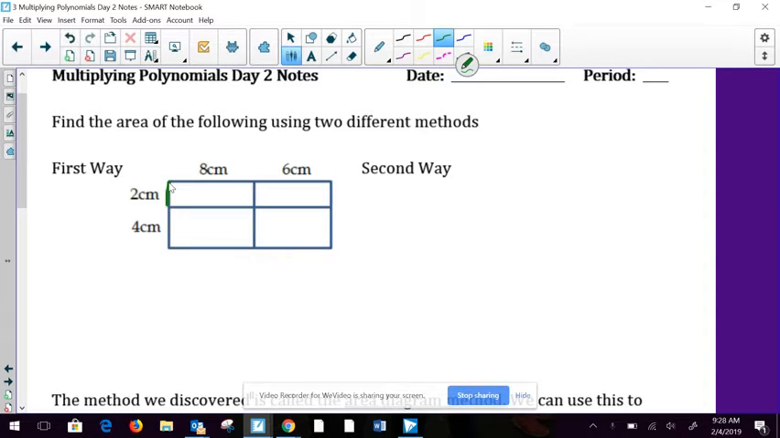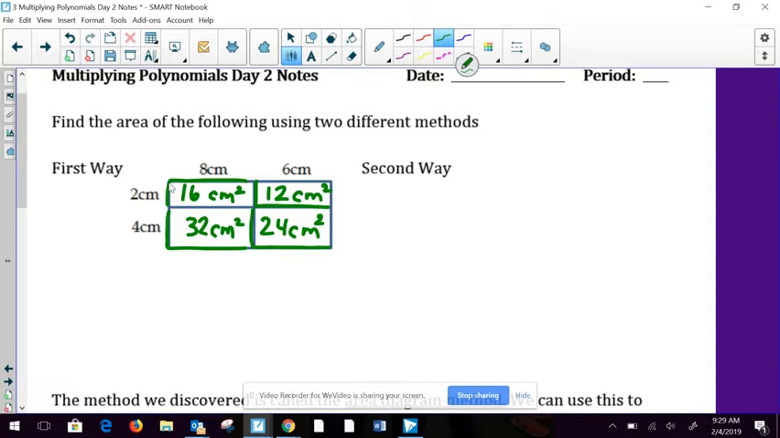So this little piece is 2 times 8, which is 16 centimeters squared. Go to my next box. 2 times 6 is 12 centimeters squared. Then we go to this box down here, 4 times 8 is 32 centimeters squared. And finally, our last box, 4 times 6 is 24 centimeters squared.